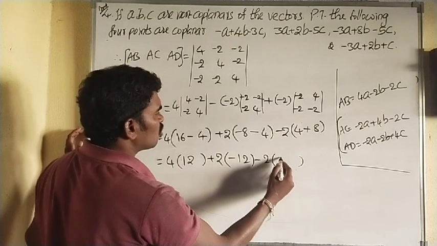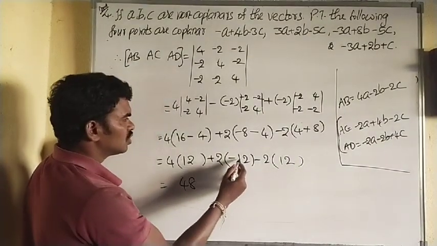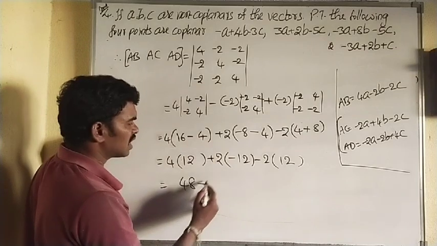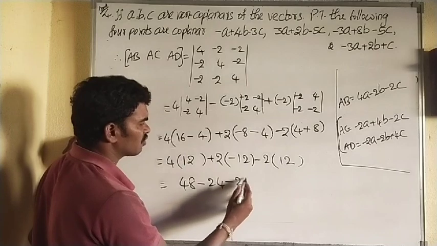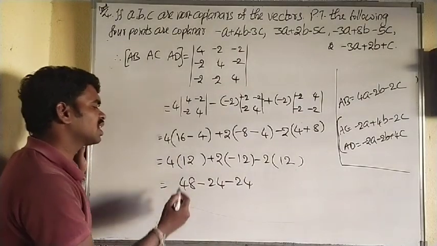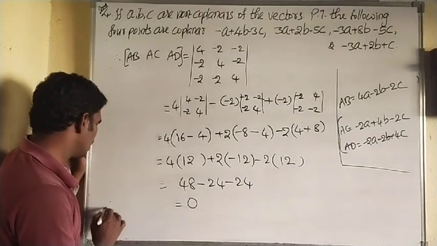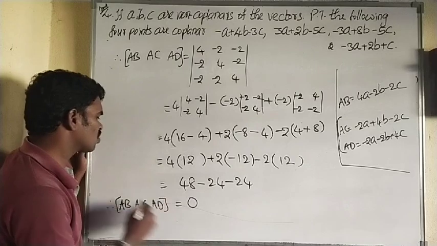So 4 plus 8, how much? 12. So 4 into 12 is 48. 12 minus plus into minus -2 into 12 is 24. Minus into plus -2 into 12 is 24. So minus 24 minus 24 becomes -48. Minus 48 plus 48 becomes 0. Therefore we got box AB, AC, AD is equal to 0.